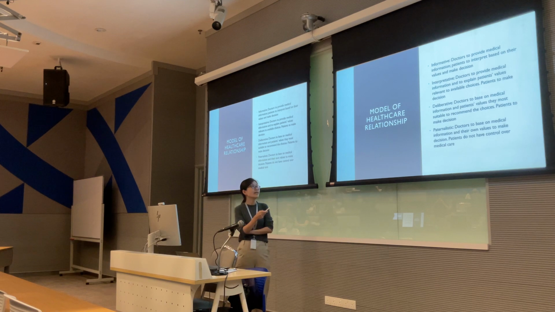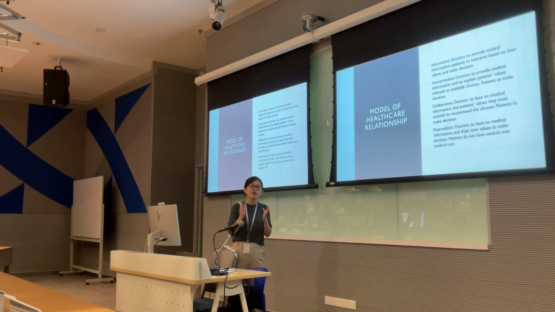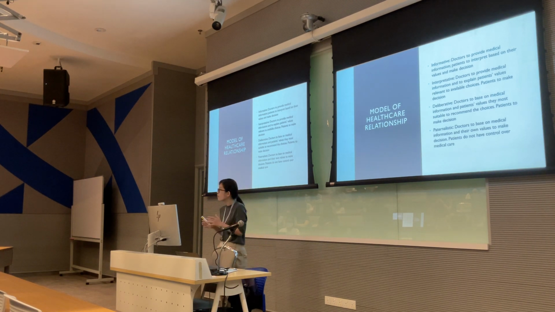So the first one, the informative model, describes that the doctor has the responsibility to provide accurate information and knowledge to the patient. But the patient themselves need to make the decision for their treatment choice. Next one, interpretive. In the interpretive model, in addition to providing information, the doctor has the responsibility to provide analysis or interpretation: interpret what is the best choice or explain the patient's values relevant to the available choices.